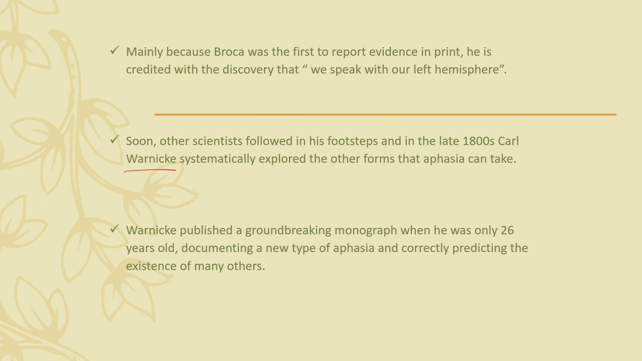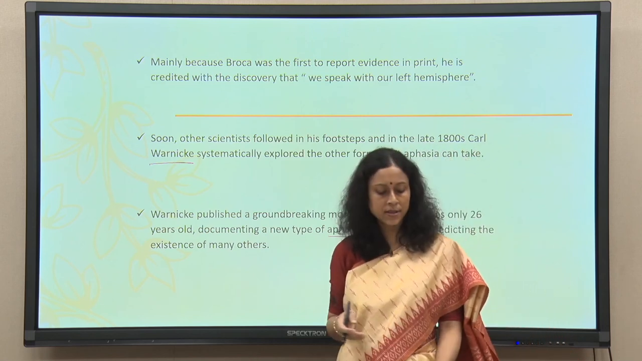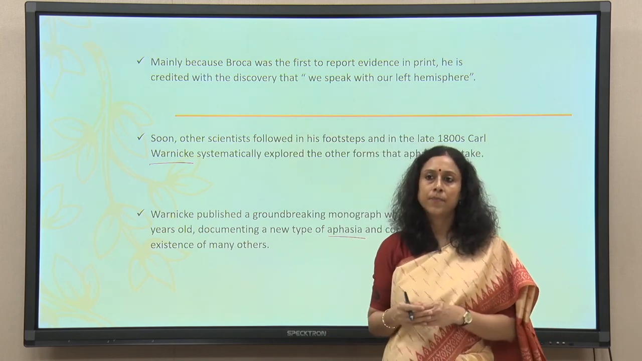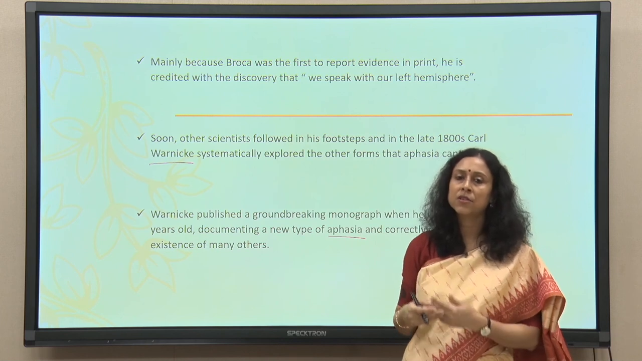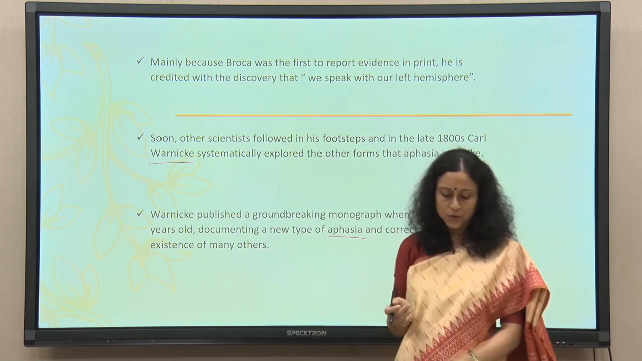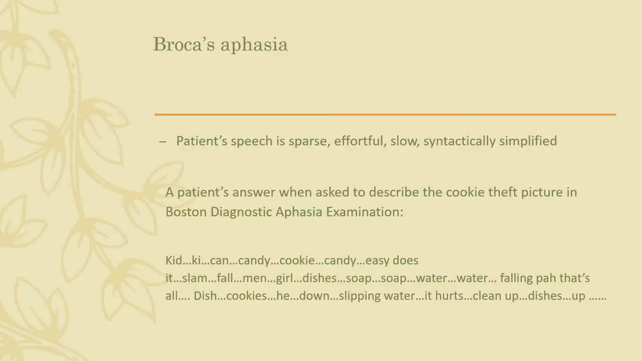So, there is Broca's aphasia, and then Carl Wernicke talks about Wernicke's aphasia. He published a monograph documenting a new type of aphasia, and he also predicted the existence of many others. Gradually we come to know that there are many other kinds of aphasia. Aphasia basically refers to a problem with either production or understanding of speech.